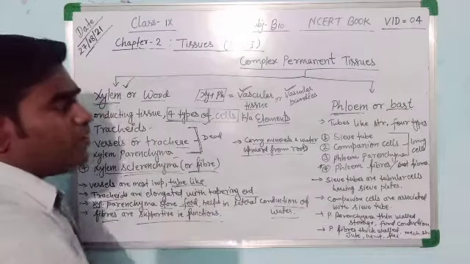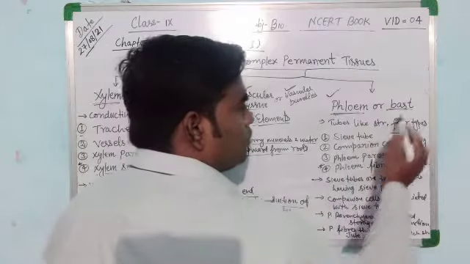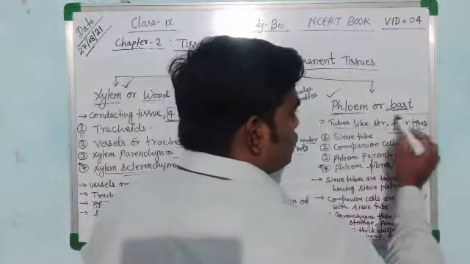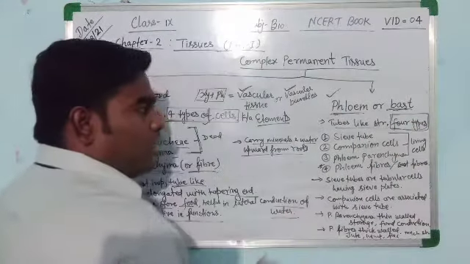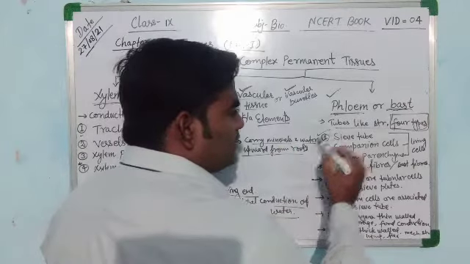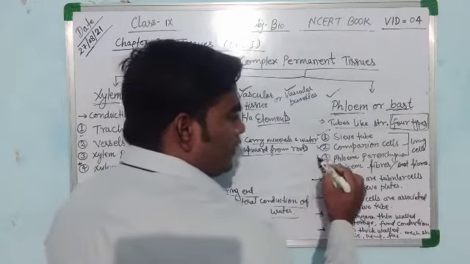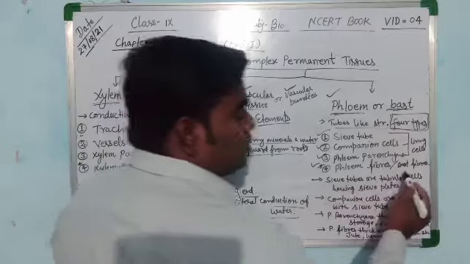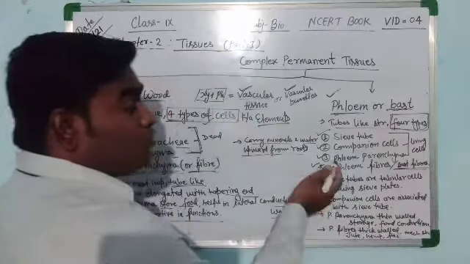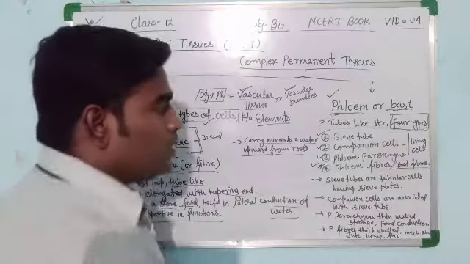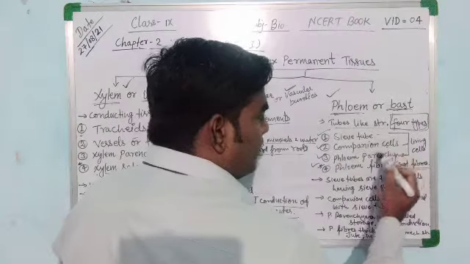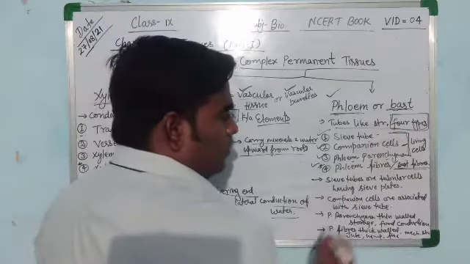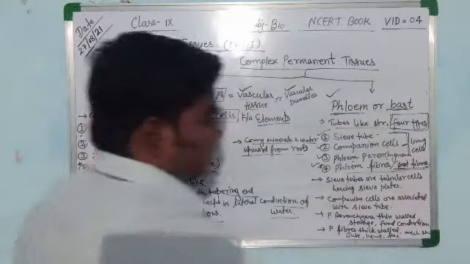The second type of complex permanent tissue is the phloem tissue, which is also known as bast. They are tube-like structures and they also have four types. The four types of phloem tissue are number one, sieve tube, then companion cell, then phloem parenchyma, and then phloem fiber. Phloem fiber is also known as bast fiber. Out of these four types, three, sieve tubes, companion cells and phloem parenchyma, are living cells, and only phloem fibers are non-living.